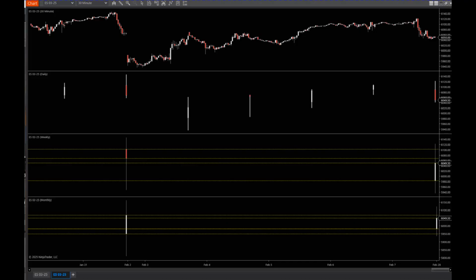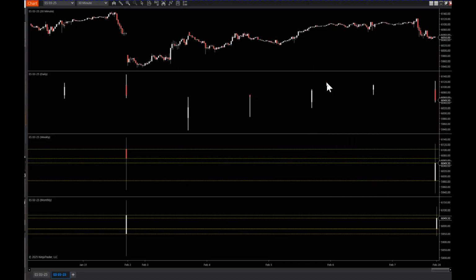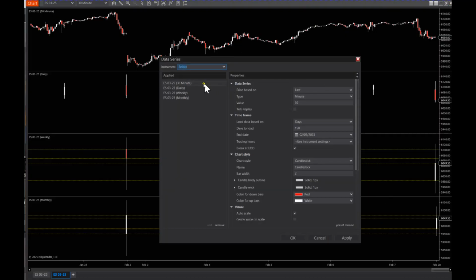So let's put this into perspective. How do you accomplish all of this? It's not difficult. You don't have to be a math major. If you go into your data series, you can add different time frames to your chart. I've got a 30-minute range on top, a daily range next, a weekly range, and a monthly range. You can see that the bars have different days to load for the data. I load 150 days for the 30-minute range, 3,000 days for the daily, 5,000 days for the weekly, and 5,475 days for the monthly.